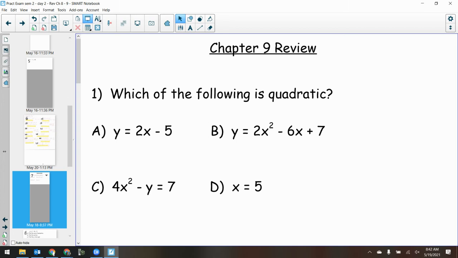Welcome back, everybody. So, which of the following is quadratic? Now, first off, Chapter 9 is all about quadratics. In terms of a graph, it's a U-shaped graph. That was all of Chapter 9, U-shaped graphs, and how do we work with them? How do we solve them? How do we do everything that we possibly can with them?